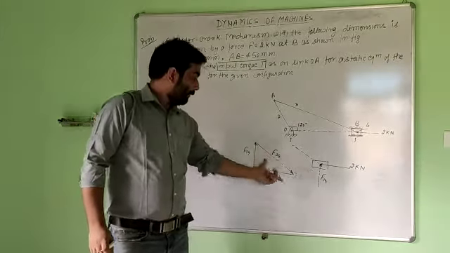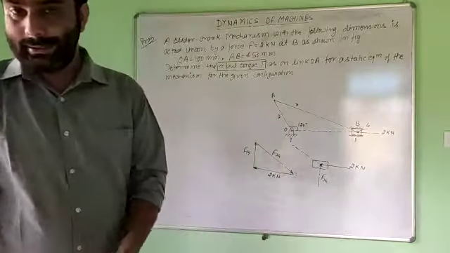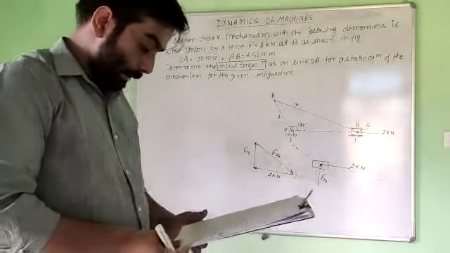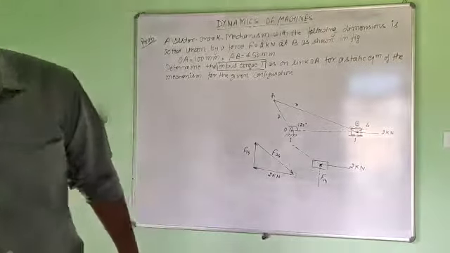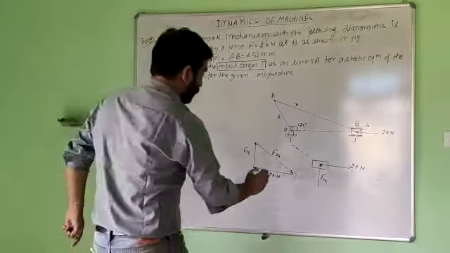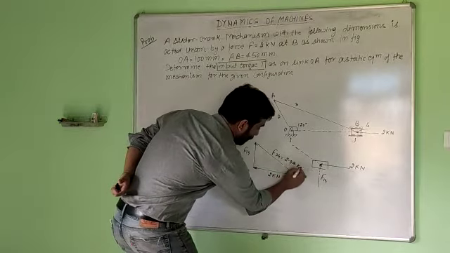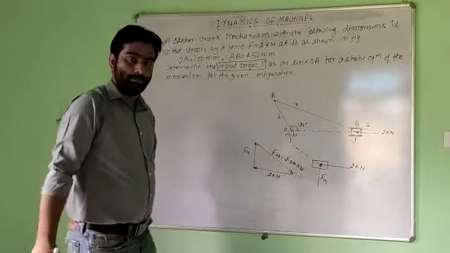By taking proper dimensions, we can exactly calculate the value of F34. That value of F34 is coming 2.04 kilonewton. So now we have F34.